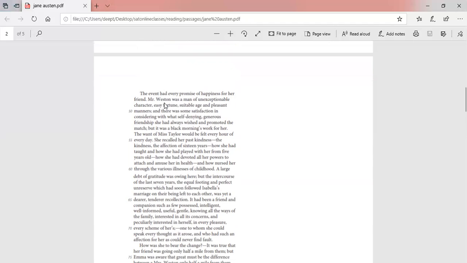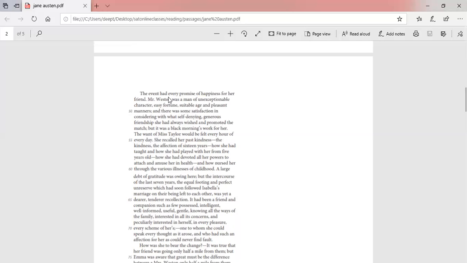Wheaton to whom? To Miss Taylor. Easy fortune, suitable age, all of these things. Generous friendship, wish promoted match, black morning. So all of this is about Mr. Weston. The want of Miss Taylor would be felt every hour.